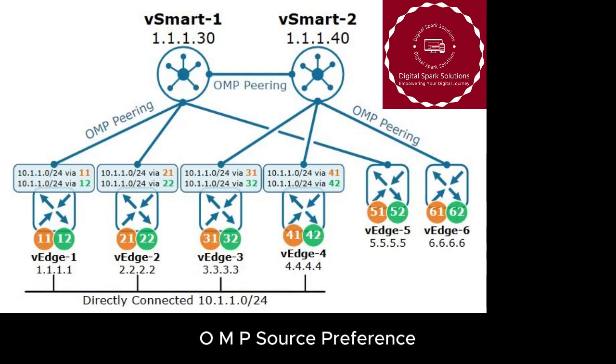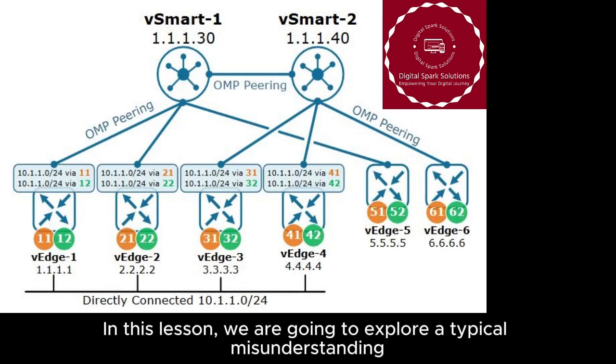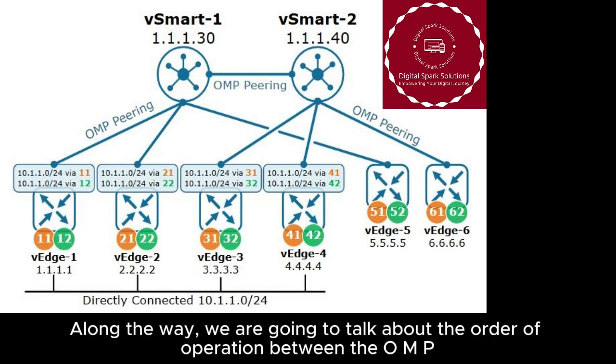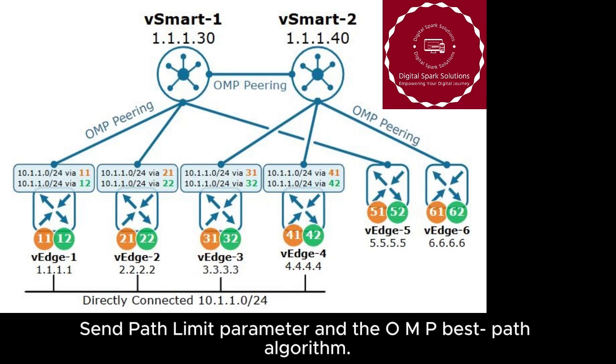OMP source preference. In this lesson, we are going to explore a typical misunderstanding of the OMP Best Path Selection process in scenarios with multiple vSmart controllers. Along the way, we are going to talk about the order of operation between the OMP send path limit parameter and the OMP best path algorithm.